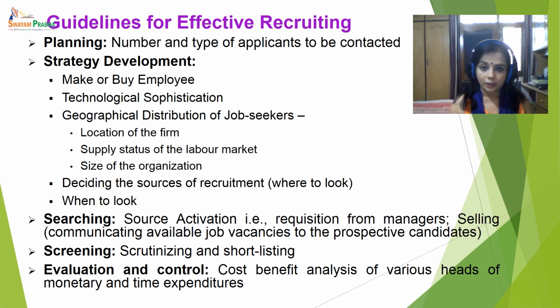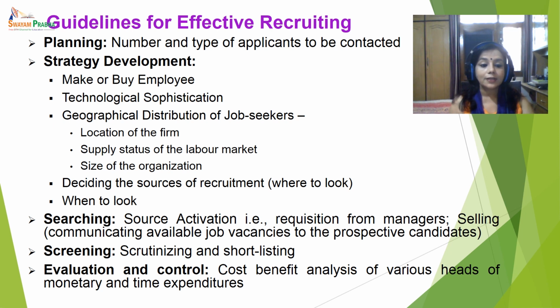Then technological sophistication: what type of sophistication is required, you have to decide. Geographical distribution of job seekers: where to look, from within a particular place, state, or country, or from the world. The location of the firm, supply status of the labor market, and size of the organization, these three things will decide your geographical distribution of job seekers. Then deciding the source of recruitment, where to look, when to look, that is, whether you will look when the vacancy has happened, or you have planned well beforehand and are looking for people.